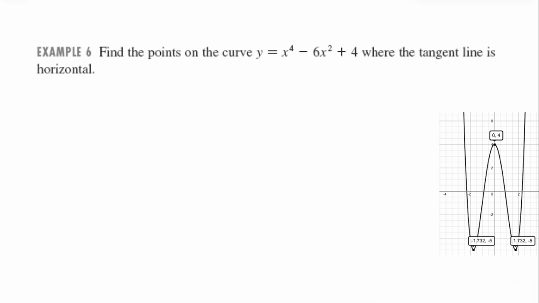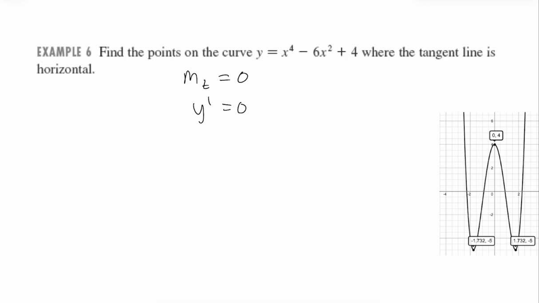Okay, now let's take a look at this problem. It says find the points on the curve x to the fourth minus 6x squared plus 4, where the tangent line is horizontal. Any line is horizontal when the slope is equal to 0. So if the tangent line is horizontal, the slope of the tangent has to equal 0. What is the slope of the tangent? Well, that's the derivative. So this problem is really saying, where is your derivative equal to 0?